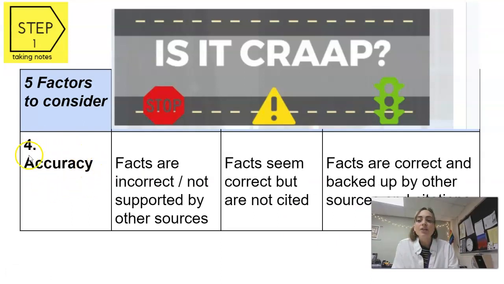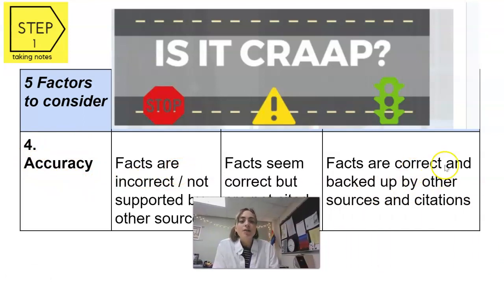The fourth thing is accuracy. So is the information correct and supported by other sources? You are looking for an article that has facts that are correct and they're backed up by other sources and citations. So can you tell where this source got their information? Did they list their citations and where they got that information? That's very important.